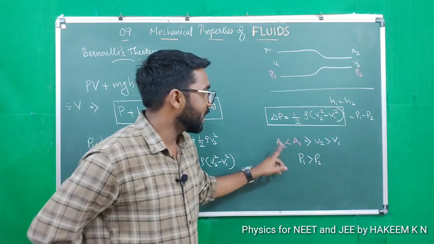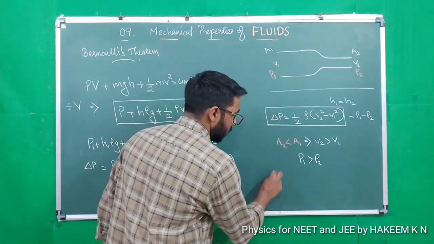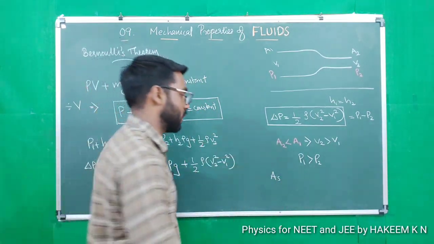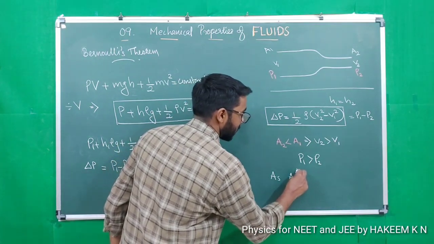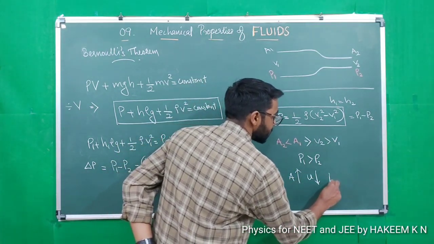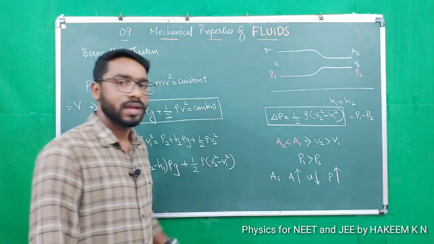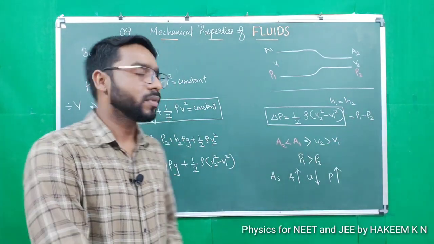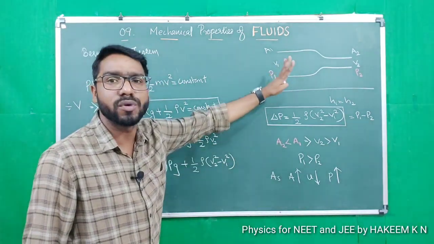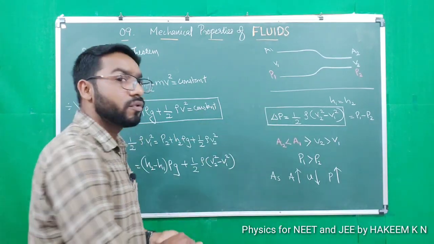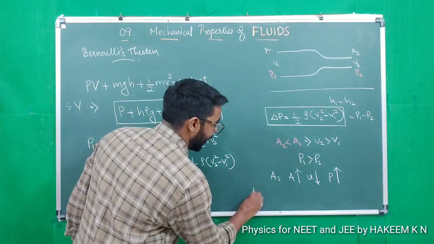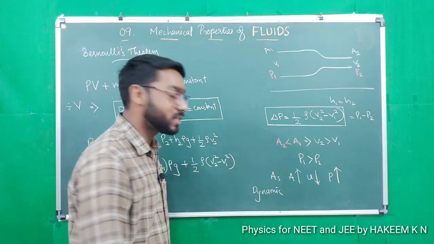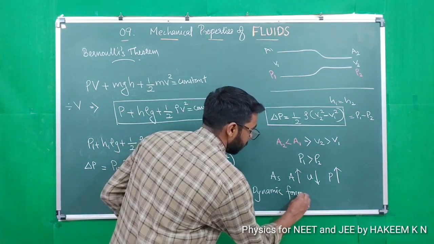So the conclusion from the two theorems, the equation of continuity and Bernoulli's theorem, is that as area increases, velocity decreases, and pressure increases. And from here we will get a force due to change in pressure. Force due to change in pressure is called dynamic force.